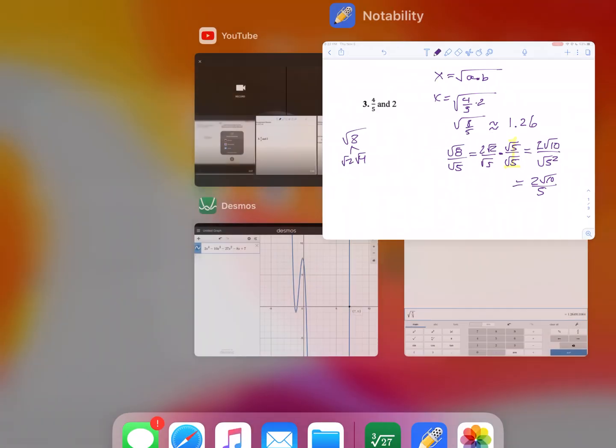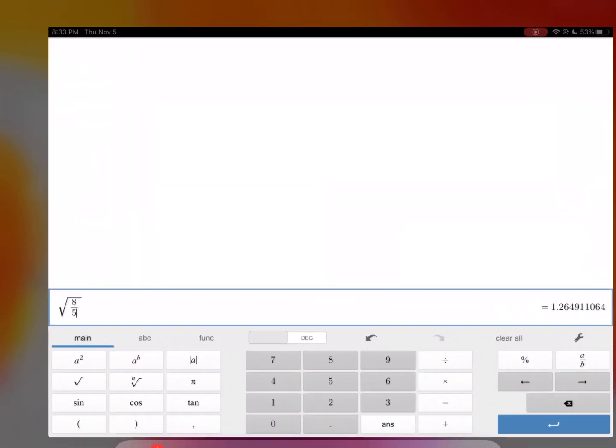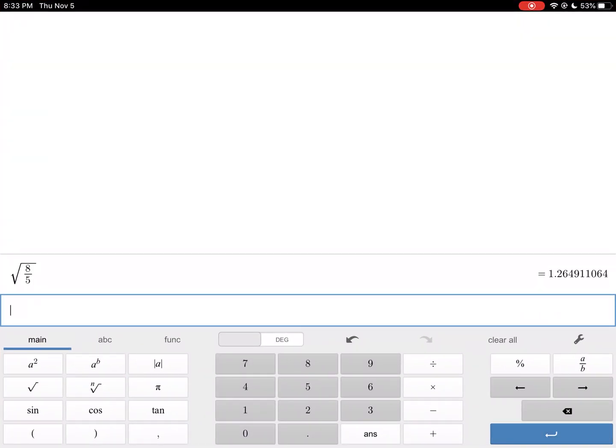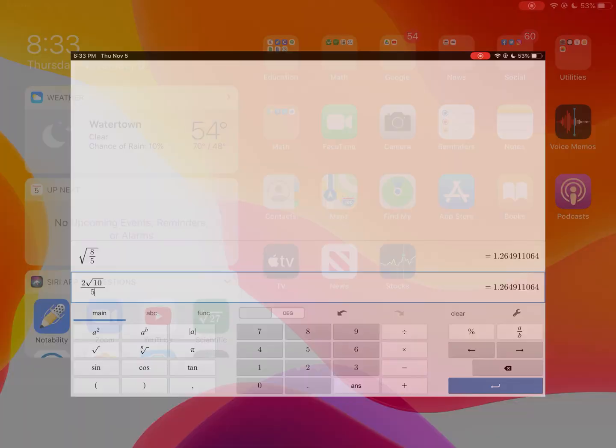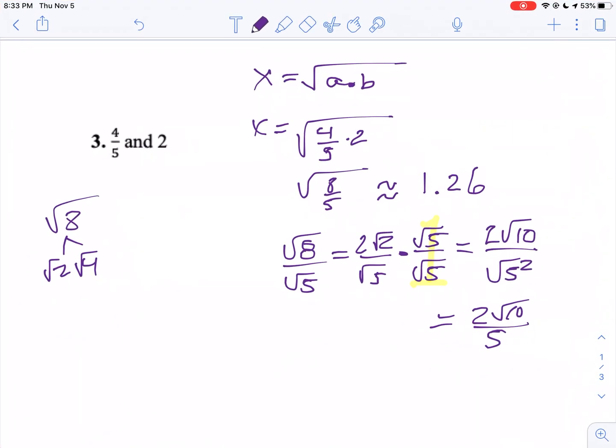And just to show you, if we type that into our calculator, 2 times the square root of 10, and if I take that answer and I divide it by 5, notice you get the same approximate decimal, so 1.26. So here's the exact answer, and then here's the approximate answer. Either was right depending on your directions.